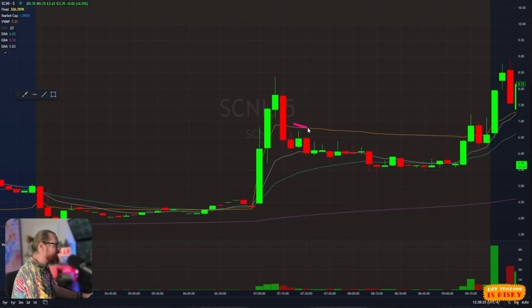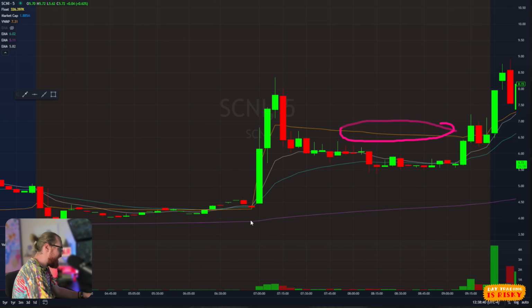I have it plotted as an orange line right here on my charts. In the past, I had it as a dotted line, which was a little easier to see, but right now it's plotted as a solid line. So that orange line that you see right there in the background is the volume weighted average price.